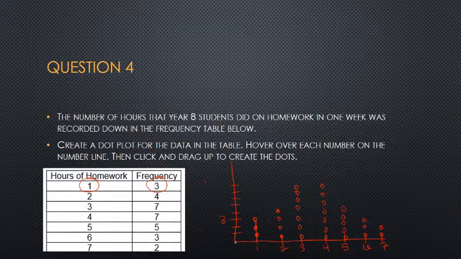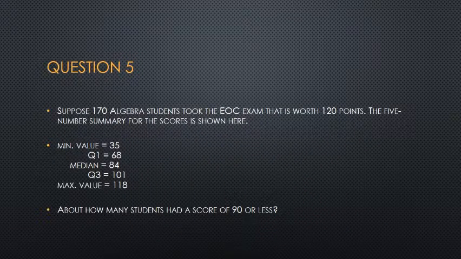So in the OHS, you're going to hover over the number. You'll hover over the number 1 and you'll drag up until you get 3 dots. And then you'll just continue, using the frequencies for each category. All right, so that takes care of question number 4. You can pause and complete that, and we're going to move on to question number 5.